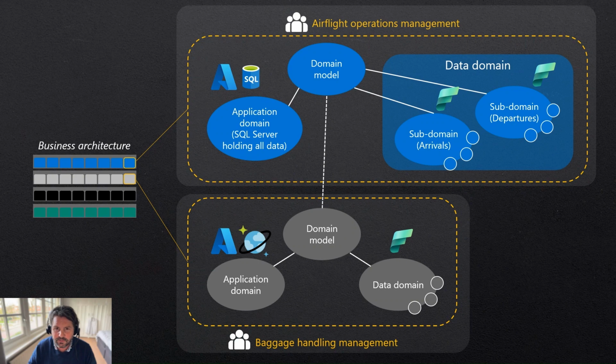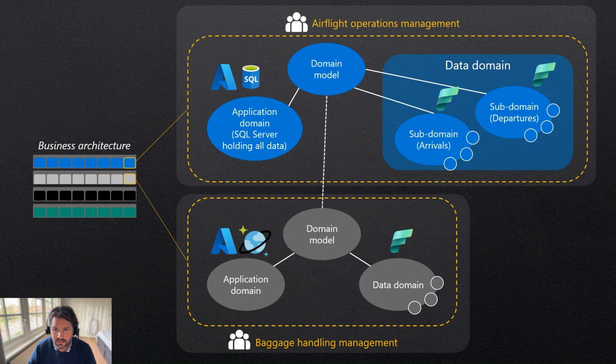Here you see air flight operations management and baggage handling management. So two business domains from this more conceptual diagram on the left. Within, you see there's an application domain. So these might be your operational systems, Azure SQL, for instance, and this is the application that holds all of your data. There's a domain model, which we can use for describing the context of this domain. It's all business concepts. And there will be a data domain. And what Sarat previously demonstrated is that within a solution like Microsoft Fabric, we can implement multiple data domains even. So we implemented a data domain for arrivals and another one for departures.